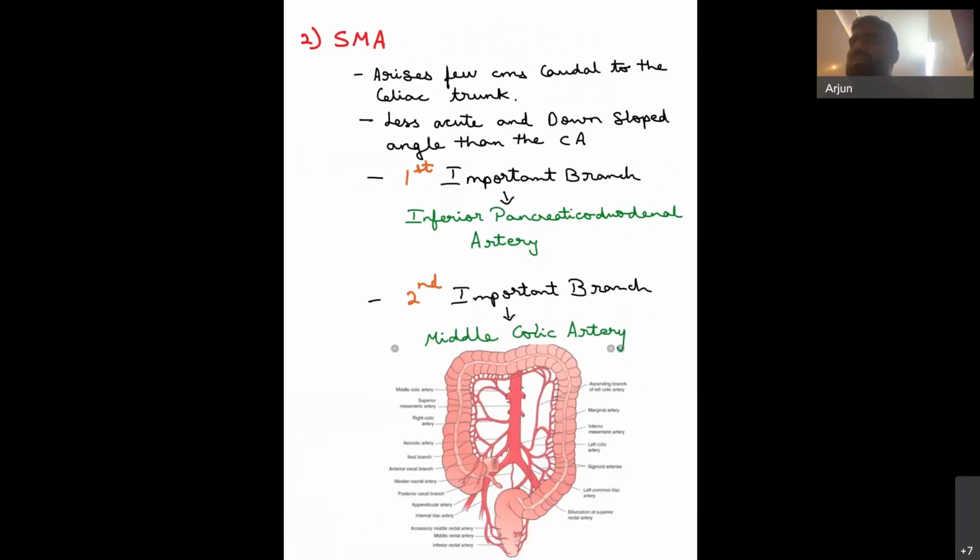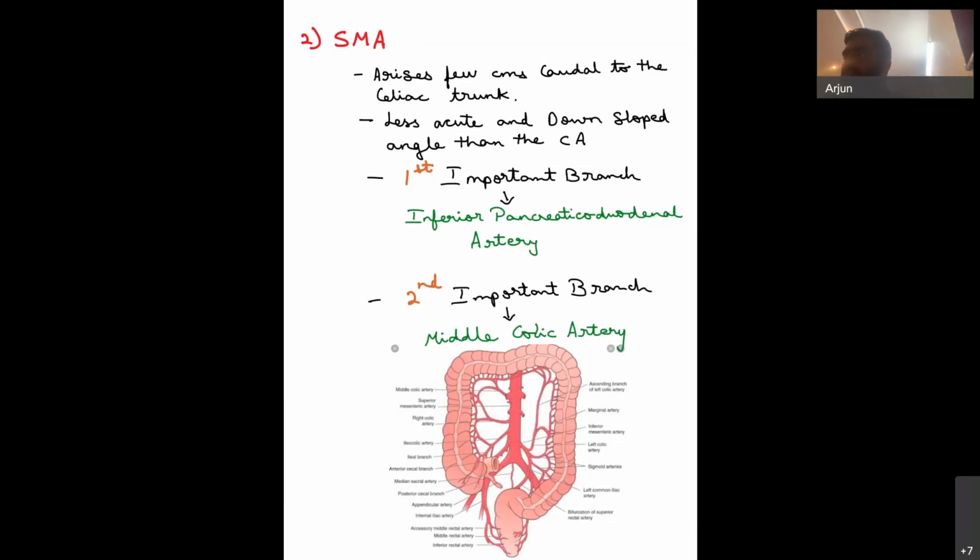The superior mesenteric artery arises a few centimeters caudal to the celiac trunk. It has a less acute, more downsloped angle than the celiac artery. The first most important branch of the superior mesenteric artery is the inferior pancreaticoduodenal artery, and the second important branch is the middle colic artery. I'll just explain to you about the anatomy of the superior mesenteric artery.